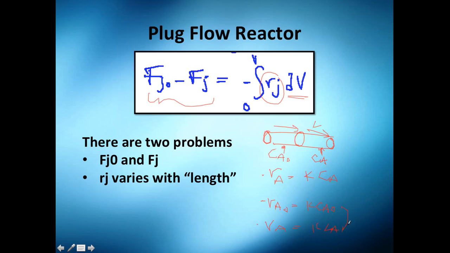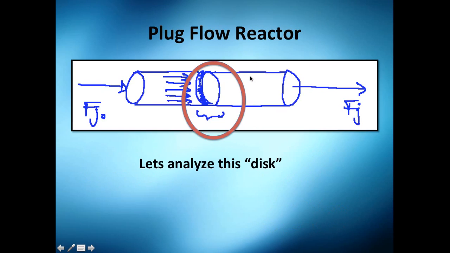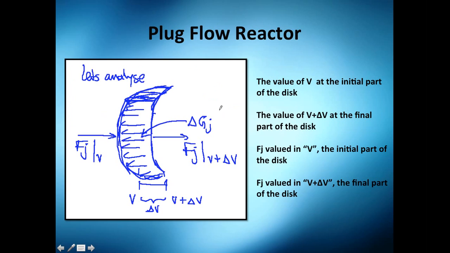So as you can see, the point of the reactor is of course to change the concentration with length. So the rate of reaction is also going to change with length. So we cannot take this length away. We need to do something with this. So the approach I told you before is let's analyze this differential disk, because what I've learned from mathematics is that everything is beautiful in the differential world. So yeah, we got this disk.